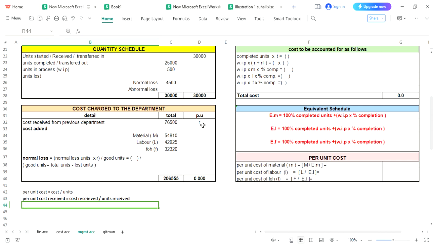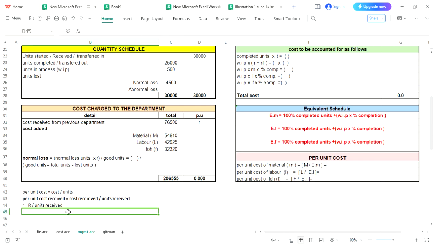Now let's write the abbreviation. Per unit cost received is called small r, and then total cost received would be considered capital R, and you are going to divide it with units received. So this way you can calculate small r. And now here you have small r which is empty and still to be calculated. What we do know, capital R is 76,500. We have already replaced. This is cost received from previous department.